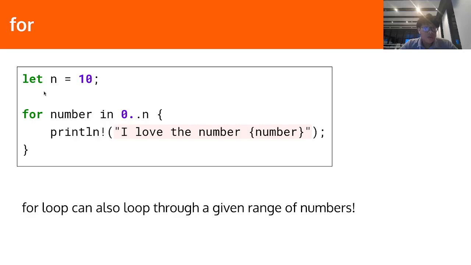Another way to use the for loop is to just loop through a range of numbers. So as you can see here, we do for number in 0..n. This is the range notation in Rust, and it means we go through the range of numbers from 0 to n minus 1. So for example, if n is 10 in this case, this will go from 0, 1, 2, 3, 4, 5, 6, 7, 8, 9, and not inclusive of 10. So similarly to the previous loop, this will print I love the number 0 followed by I love the number 1 and so on.